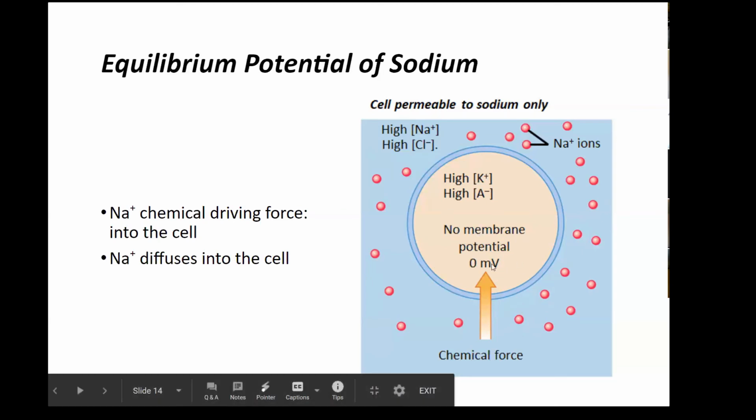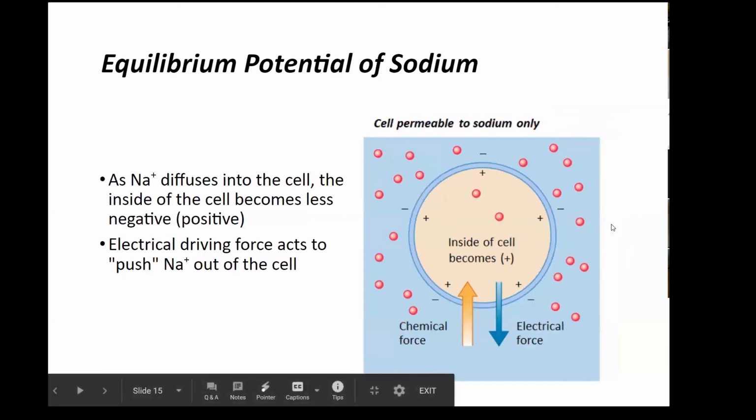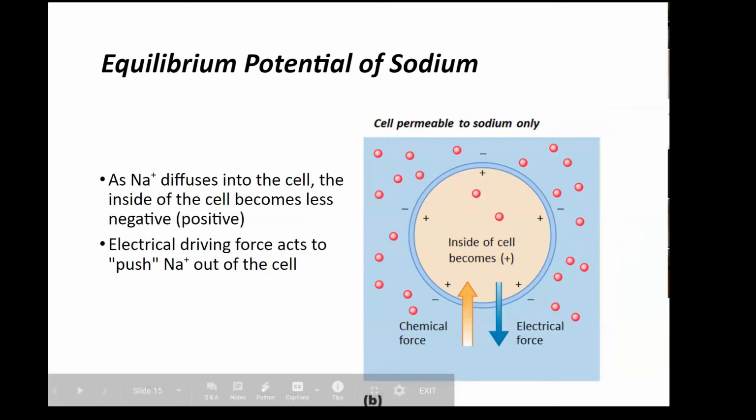So our sodium, we're going to let it move into the cell. We're going to let it diffuse, saying it's permeable. This membrane is permeable to the sodium. As the sodium moves into the cell, sodium is positively charged, so it's bringing its positive charge with it. So the inside of the cell is going to be becoming less negative and more positive because we're moving positive charges in.